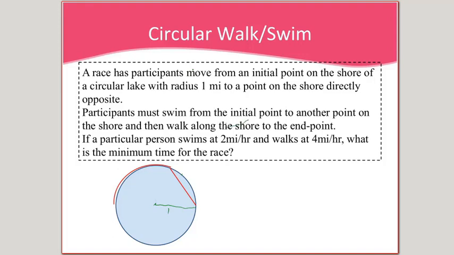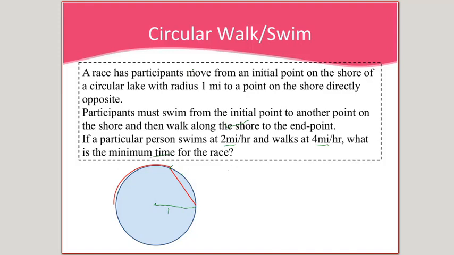So they're going to swim to some point. What point should that be so that they minimize the amount of time of their race? Well, if this person swims at 2 miles per hour and then walks at 4 miles per hour, and I don't know why we're not running, but we are walking and swimming. So if we swim, where should we, or I guess I'm asking, what is the minimum time?